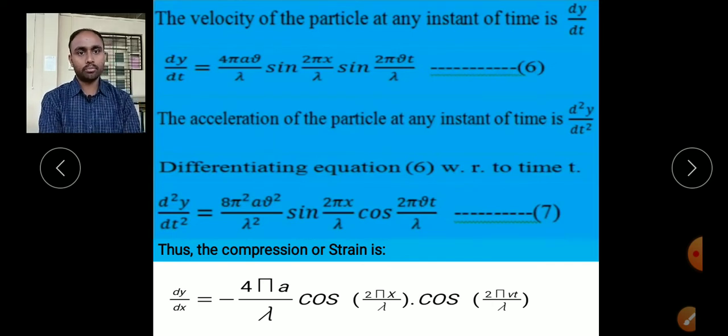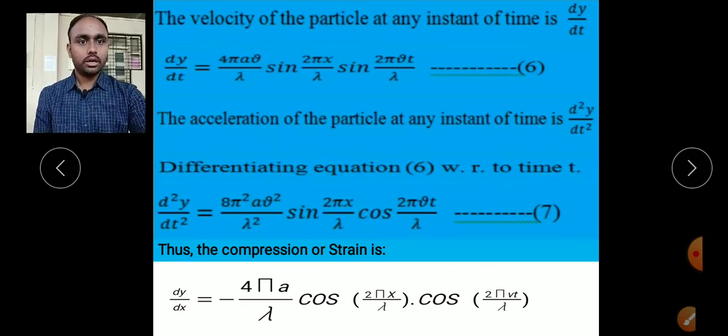And moreover, which velocity? Particle velocity. The acceleration of the particle at any instant of time is d2y by dt square. Take the derivative of velocity one more time and you will get the acceleration. So let us differentiate equation 6 with respect to time, keeping x constant.